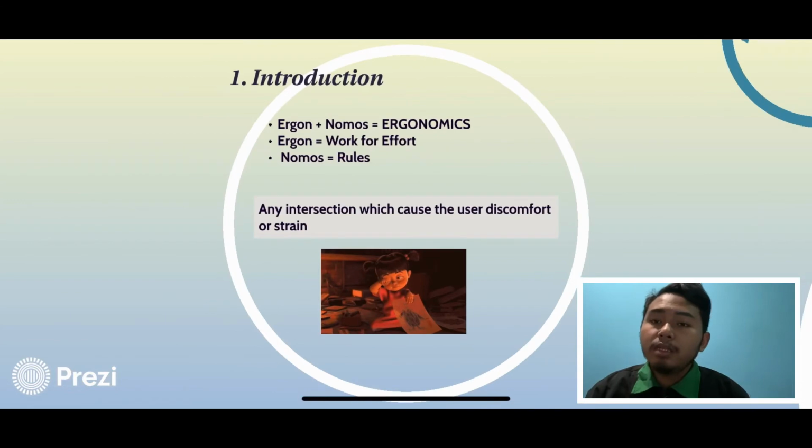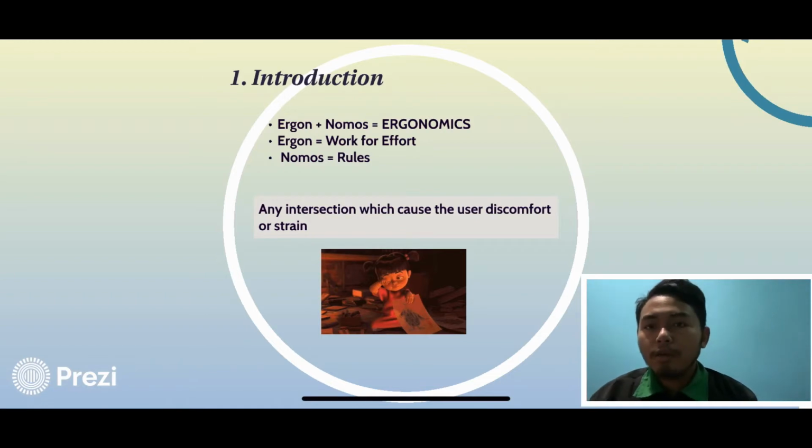Ergonomic is any interaction which causes the user discomfort or strain. Ergonomics is a combination of ergon and nomos, where ergon is work or effort and nomos is rules.